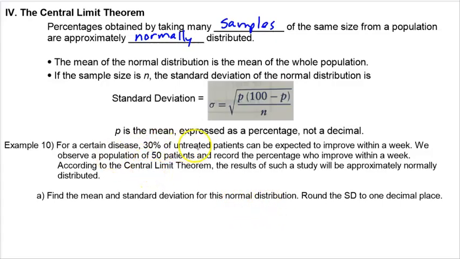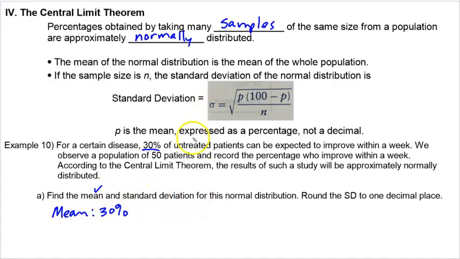A certain disease, 30% of untreated patients can be expected to improve. So that's the sample, or the sample that was collected, and that represents our mean. So we can go ahead and answer that pretty quickly. We observe a population of 50 patients and record the percentage who improve within a week. According to the central limit theorem, the results of this study will be approximately normally distributed. So we're supposed to find the mean, already done that, and then the standard deviation.